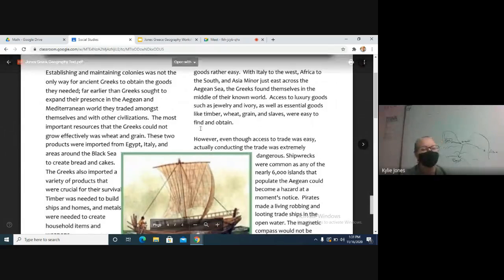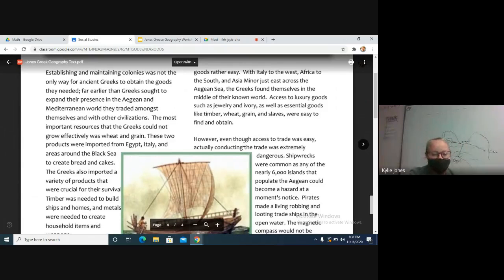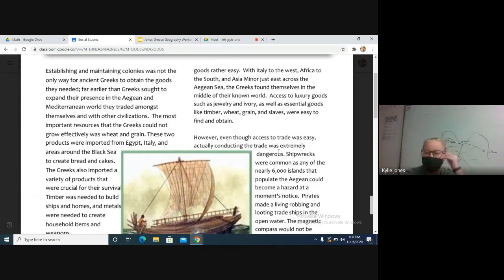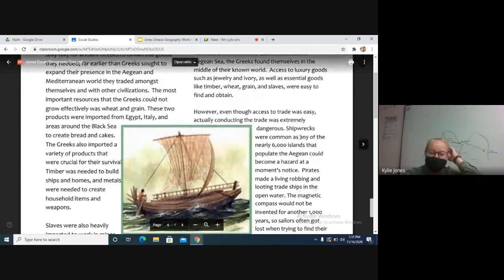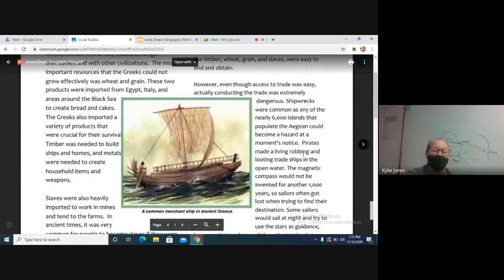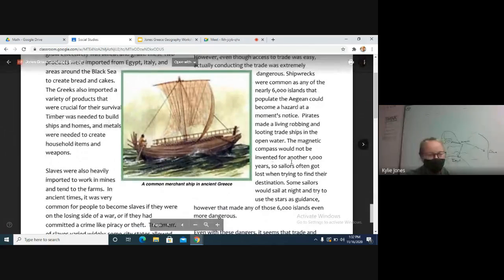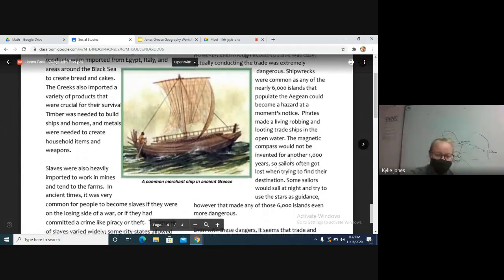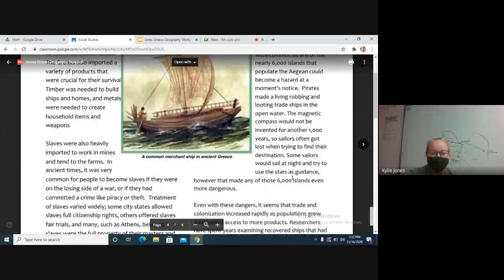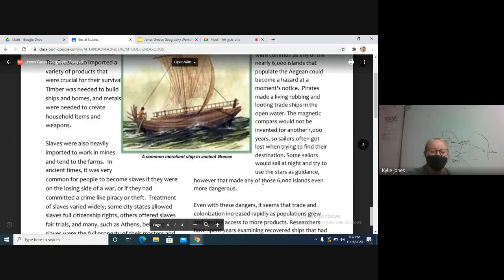Anyway, let's keep going. However, even though access to trade was easy, actually conducting the trade was extremely difficult and dangerous. Shipwrecks were common as any of the nearly 6,000 islands that populate the Aegean Sea could become a hazard at any moment's notice. Pirates would make a living robbing and looting trade ships in the open water. The magnetic compass would not be invented for another 1,000 years, so sailors often got lost trying to find their destination. Some sailors would sail at night and try to use the stars as guidance. However, that made many of those 6,000 islands even more dangerous because you don't really see them.